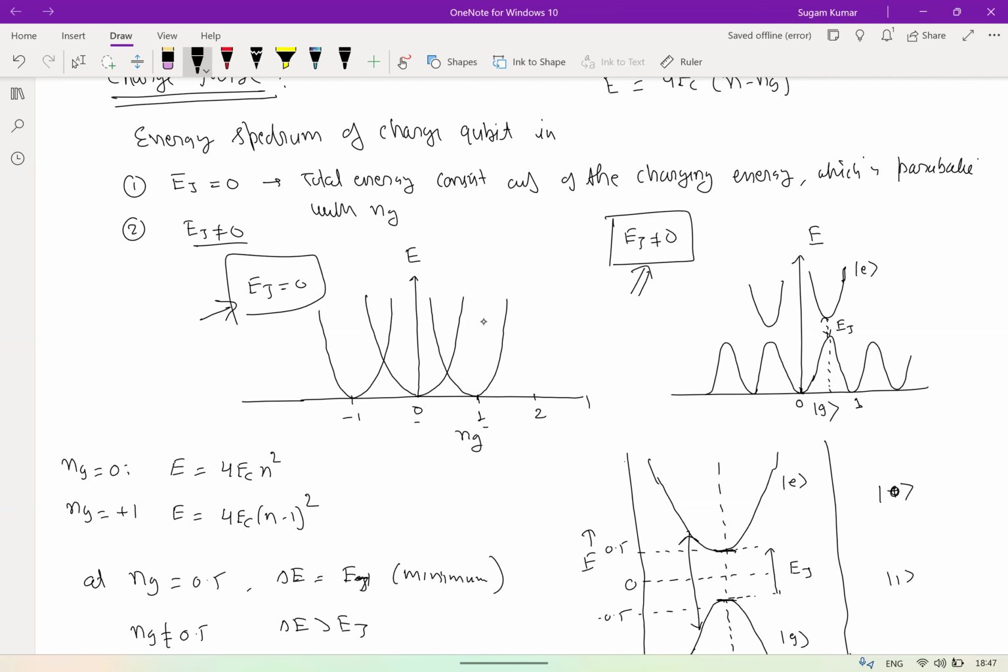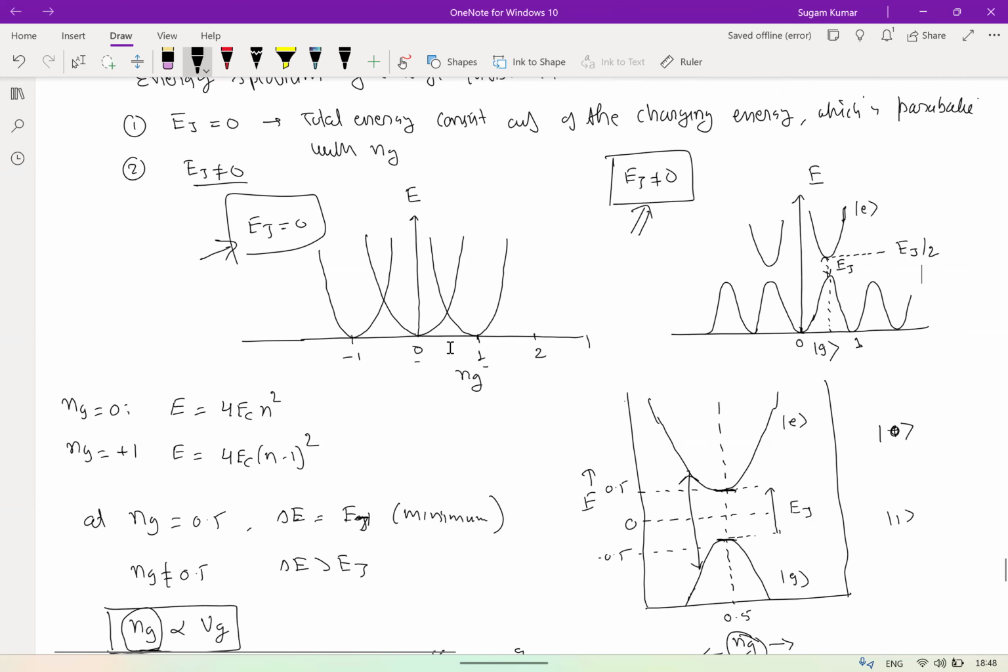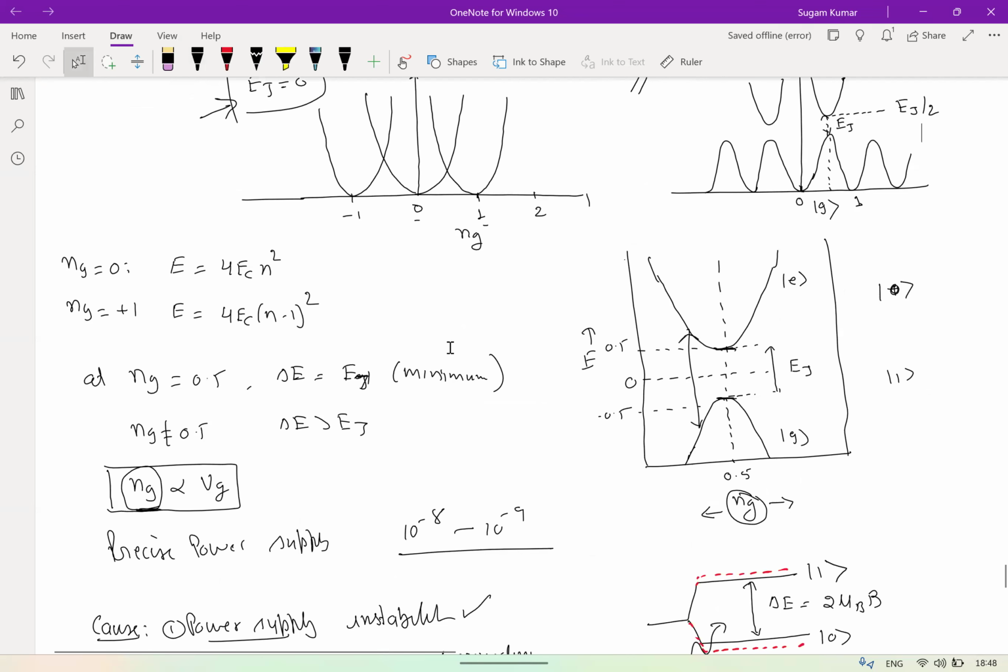So in the next graph, in the bigger inset graph, should it not be 0.5 times EJ and minus 0.5 times EJ? In the graph on the right, where we discussed the energy gap, on the y-axis, it should be 0.5 times EJ and minus 0.5 times EJ. Yes, definitely, this is going to be EJ by 2, and this is going to be minus EJ by 2. Yes, that's correct.